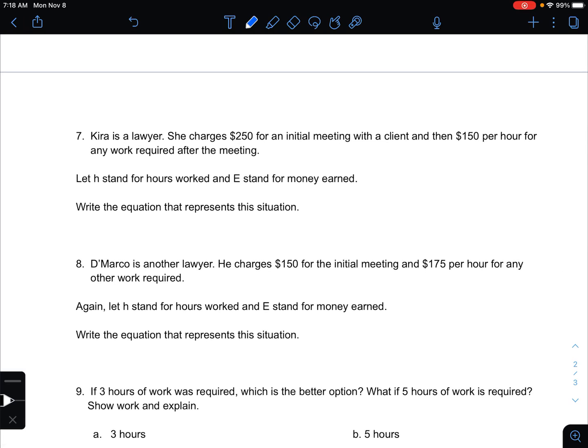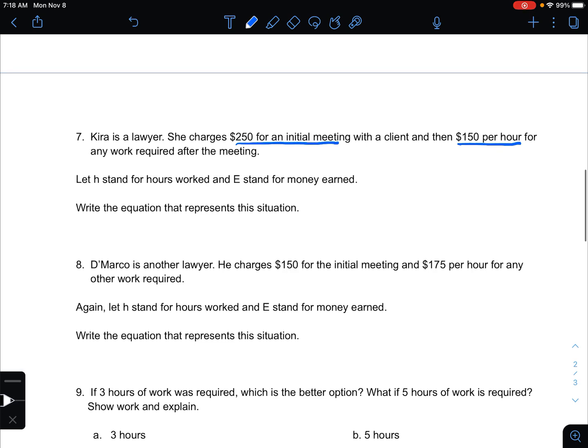On the second page, we're going to write some equations, and eventually we'll take a look at maybe even solving some equations. So Kira is a lawyer. She charges $250 for an initial meeting, and then $150 per hour for any work required after the meeting. This is a very common sort of pay structure for a lawyer. You have to pay them a certain amount for just meeting with them, and then they make a certain amount per hour. And they make typically a lot of money per hour.